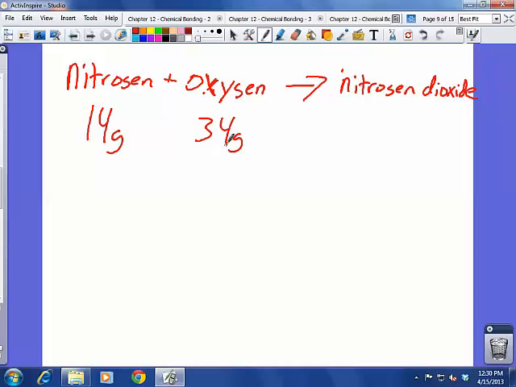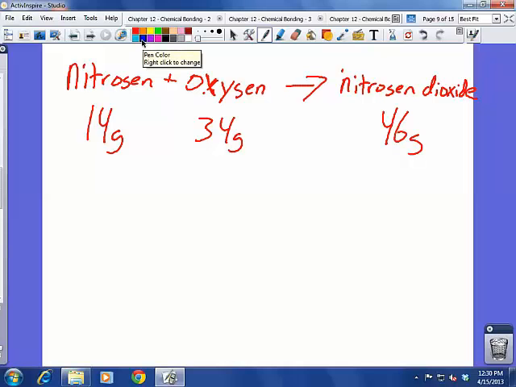Just making this hard on myself. Can't do math in my head. 46 grams of nitrogen dioxide. It's more difficult than it should have been.